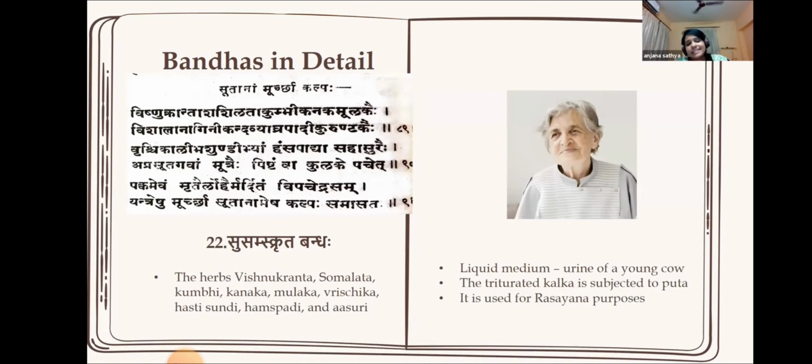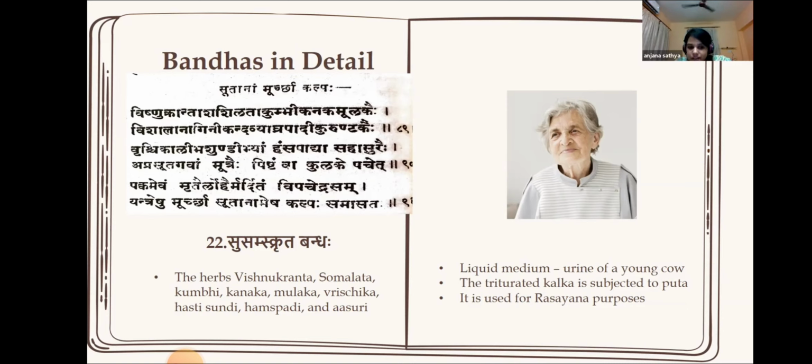And the next Bandha, the last Bandha in the Rasayana Bandha, is Susamskrita Bandha. In Susamskrita Bandha, herbs like Vishnukranta, Somalata, Kumbi, and a list of certain herbal drugs are enlisted, so that the Parada is treated with those drugs and converted into a solid state, or the Bandha state is achieved. That is known as Susamskrita Bandha.